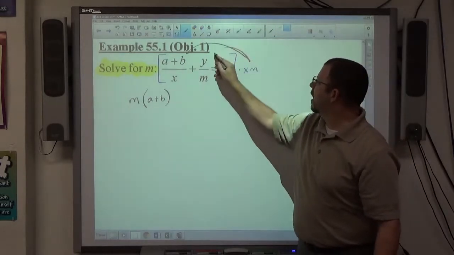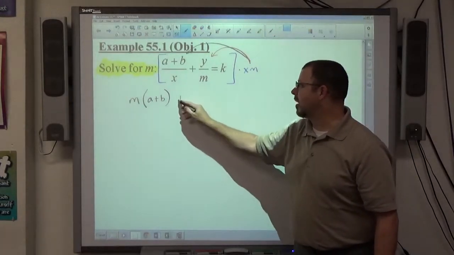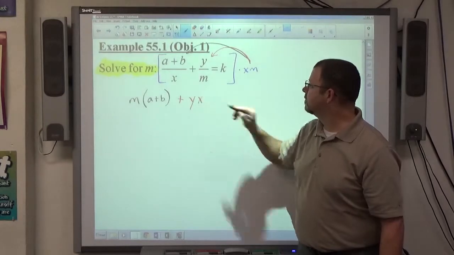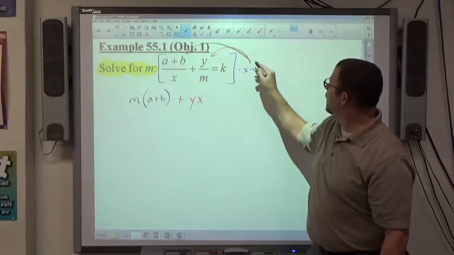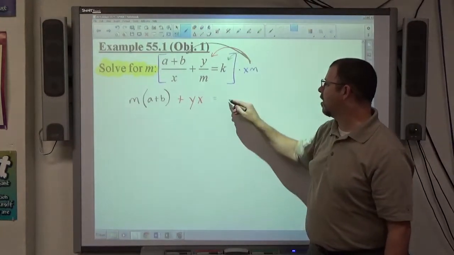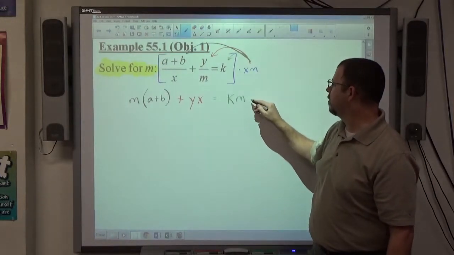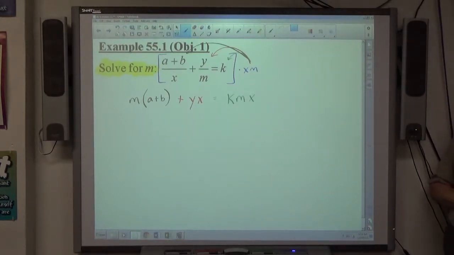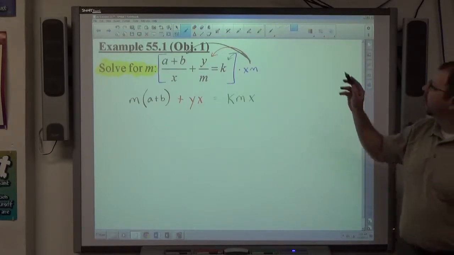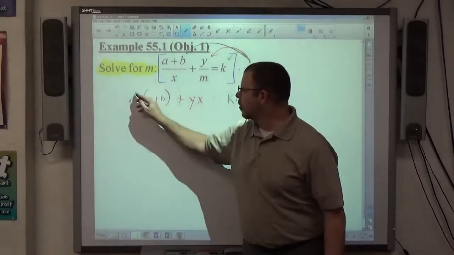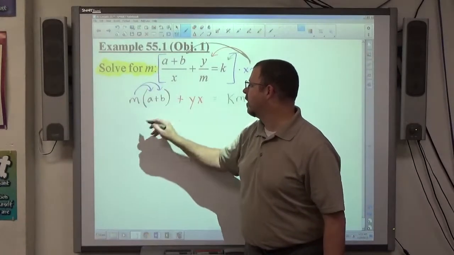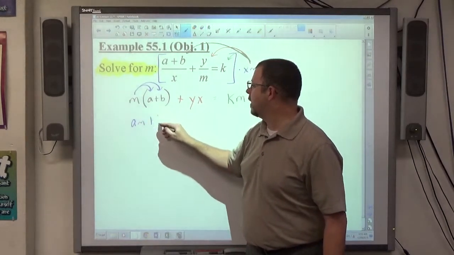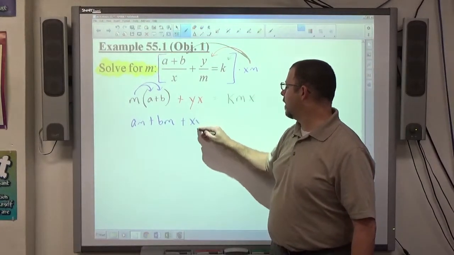When I do xm times y over m, the m's are going to cancel, leaving me with the top y times x. And then when I multiply k times xm, no fraction at all, so nothing happens except just straight multiplication, kmx or kxm, take your pick on what order you want to put it in. All right, so that's priority 1. Get rid of the fractions. And then I also want everything as simple as possible. So in this case, since I have this binomial multiplication, I'm going to use the distributive property there to make am plus bm plus xy equals kmx.